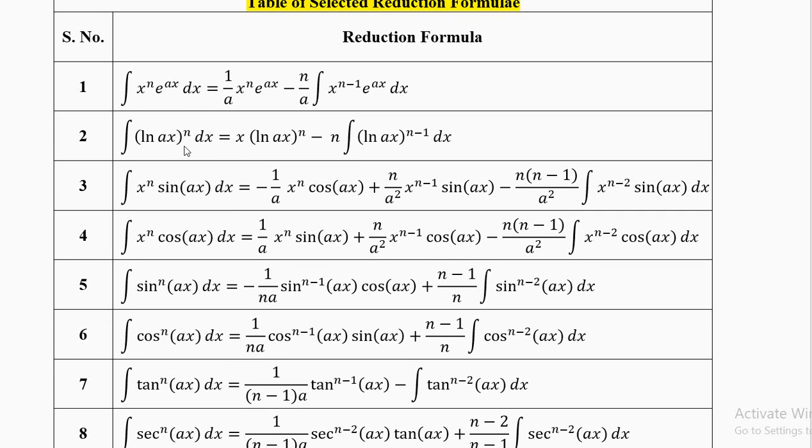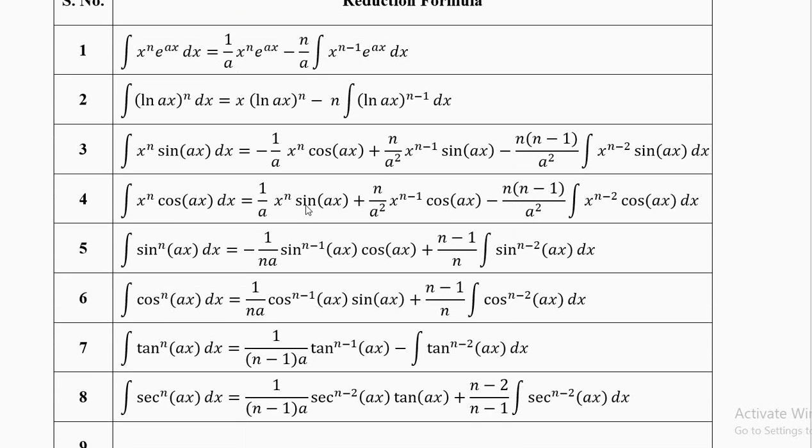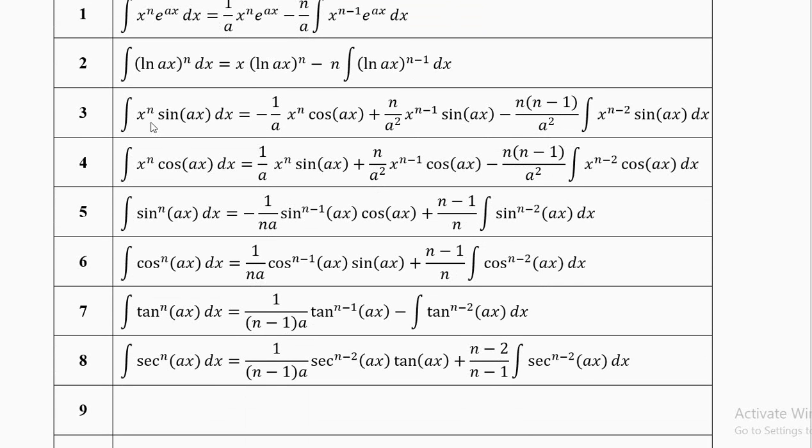Then (ln ax) to the power n, again it will reduce by 1. Then x^n sin ax will reduce by n minus 2. So if you start with power 3, you'll be left with power 1, which is much simpler. You start with power 2, you'll get 2 minus 2, which is power 0. And again, for most trigonometric functions, the power reduces by 2 because of the trigonometric identities.